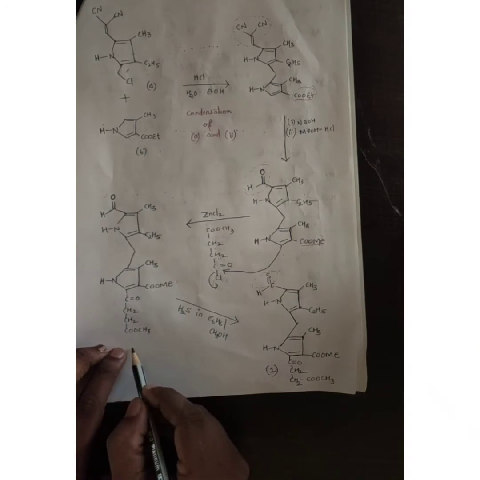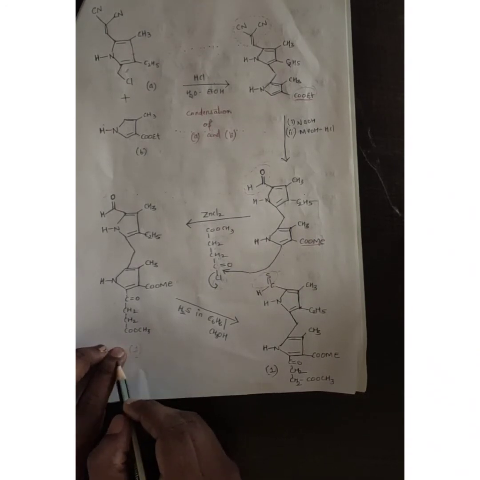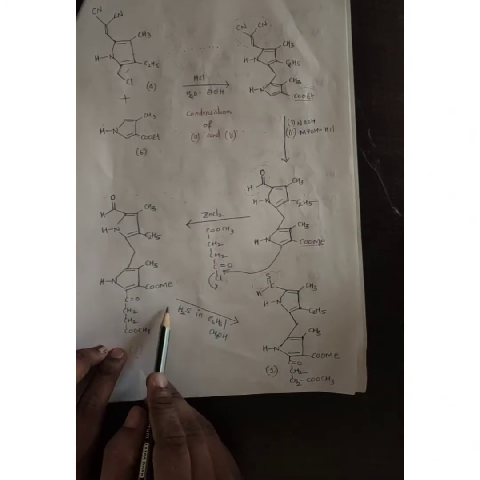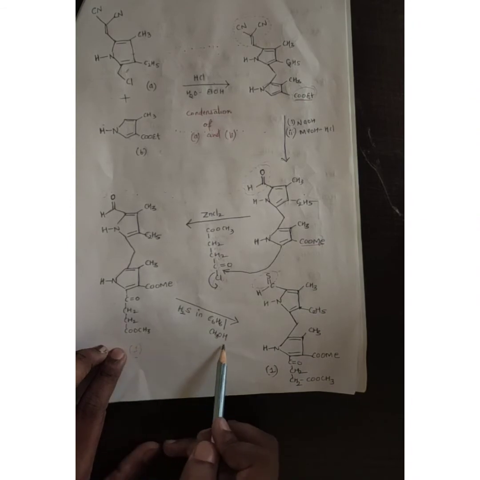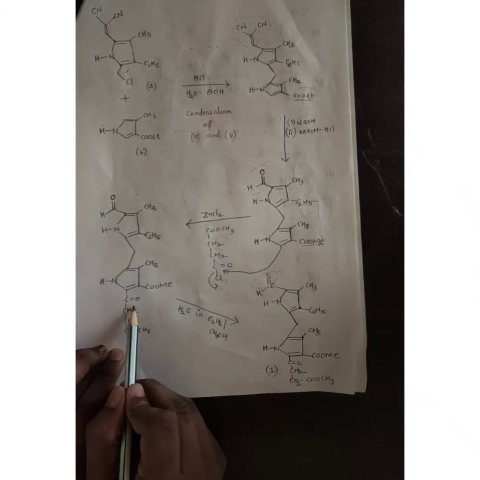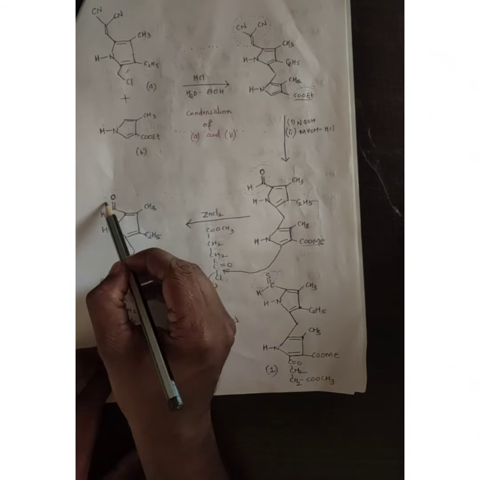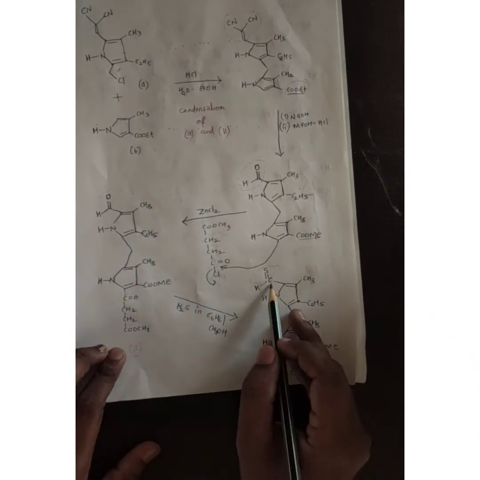Now this one you can take as structure 1, or if you want to increase your steps further, you can use H2S in C6H6 and CH3OH. There is not much change from this stage to this stage. Only the C double bond O is converted to a C double bond S group. So this is structure 1 which we have got. This is one part of the synthesis.